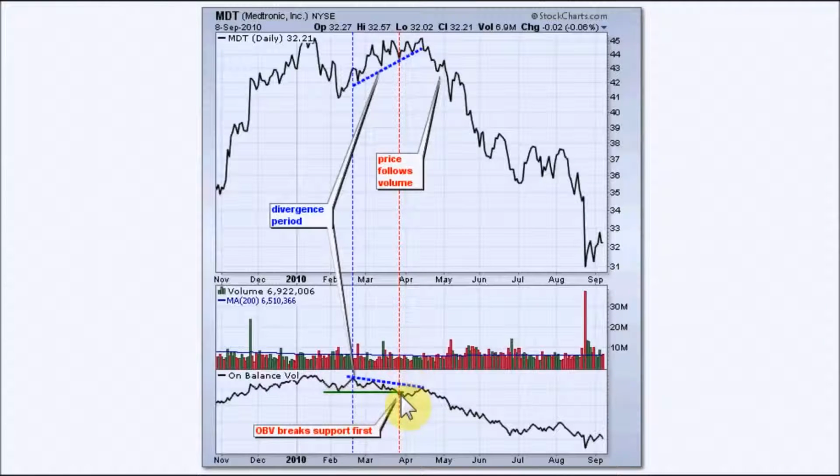It broke below support right here, and that was well before the stock actually had another week or two of almost higher highs. This was the highest high right here. But it did predict, and then again, when it really broke support right there, that's when the stock fell hard. So price up, OBV trend line down, expect weakness in the stock going forward.